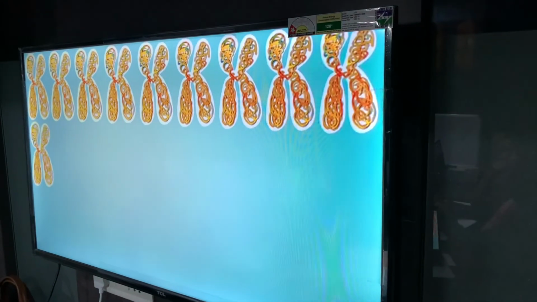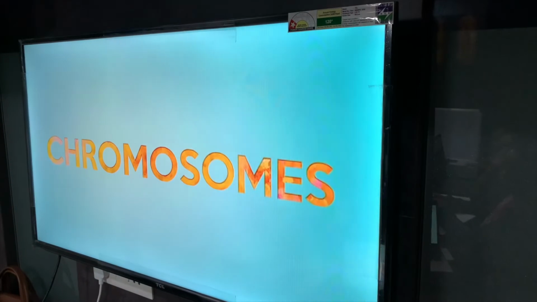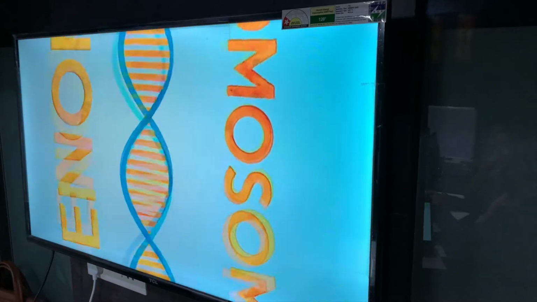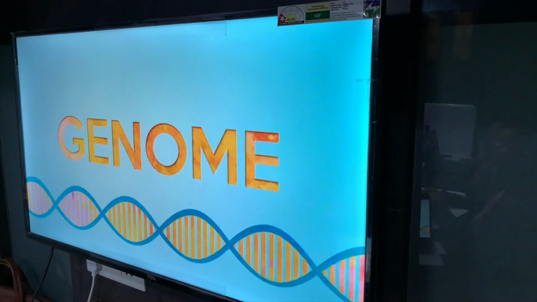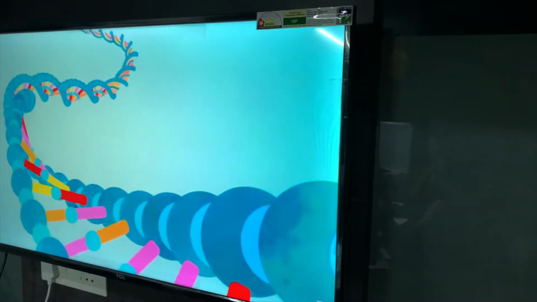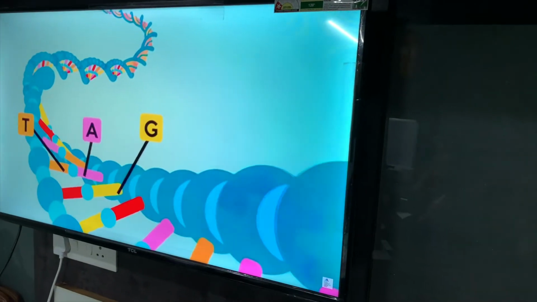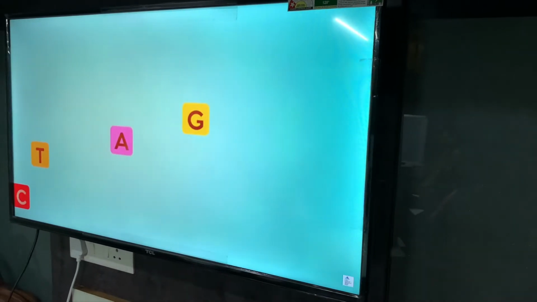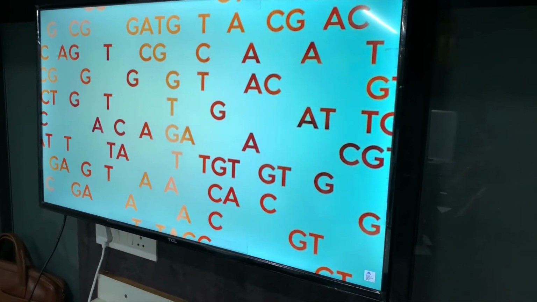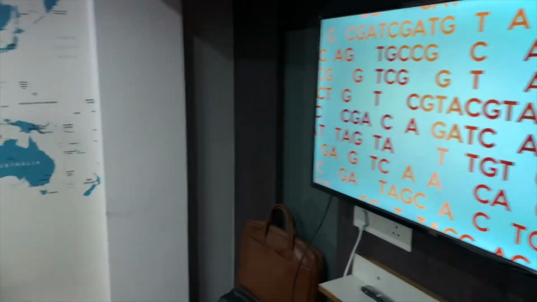DNA is packaged up in 46 structures called chromosomes. Your complete set of DNA is called your genome. DNA is made out of 4 chemical bases called A, G, T, and C. These chemical bases, or letters, are the building blocks of DNA. The human genome is made up of about 3 billion pairs of these letters.